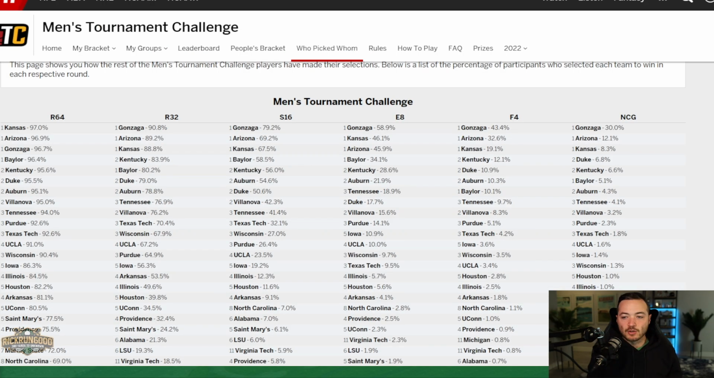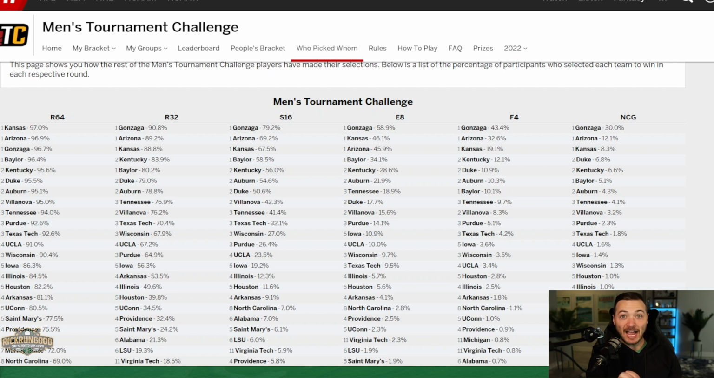When you combine this with the actual likelihood of these things happening, we're in for something really, really special here. So here's the basic premise, and it's called game theory. It is looking at what others are doing and making your decisions based on that. So as of right now, on ESPN, 30% of all brackets, whatever that's going to end up being, 10 million brackets, have picked Gonzaga to win the national championship.